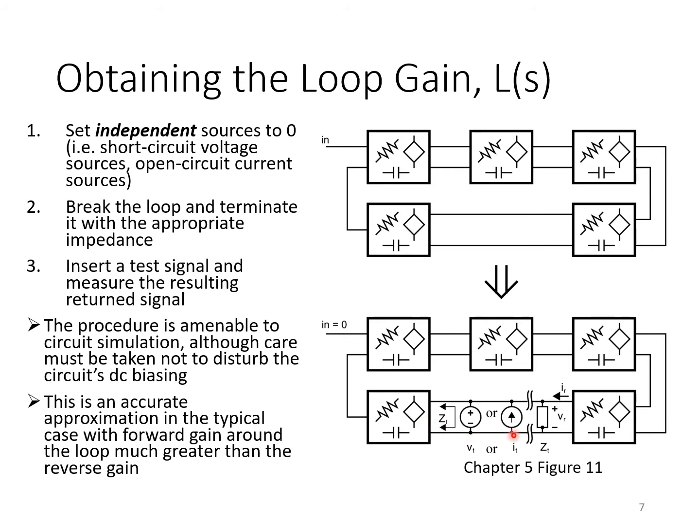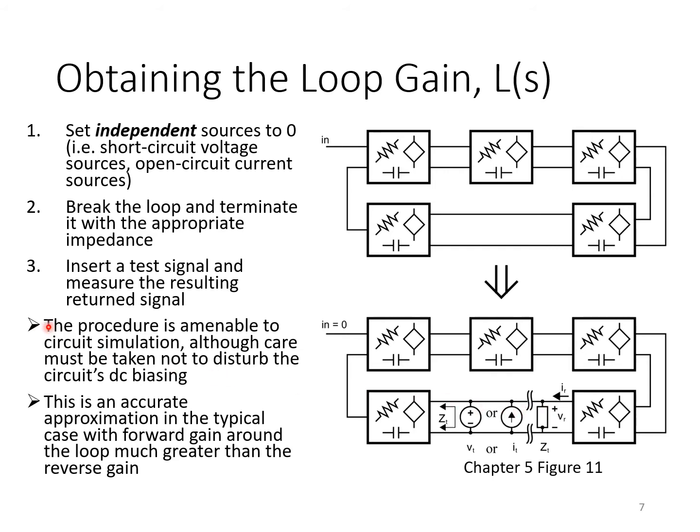And then finally, we insert a test signal at the break. It can be either a voltage or a current signal. And we look at the returned voltage or current signal across this terminating impedance ZT that we introduced. And then the loop gain L is simply the response from the test source to the returned signal here. If we apply a voltage test source, we have to look at the returned voltage. If we apply a current test source, we have to look at the returned current. That way L is always dimensionless.